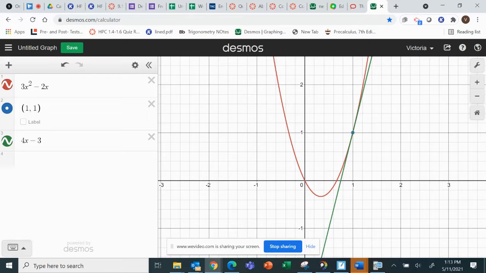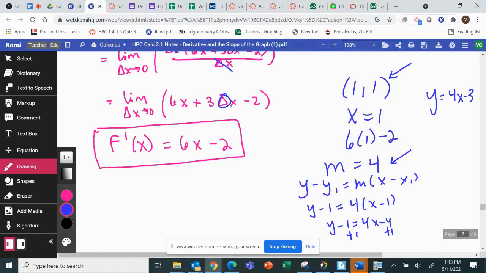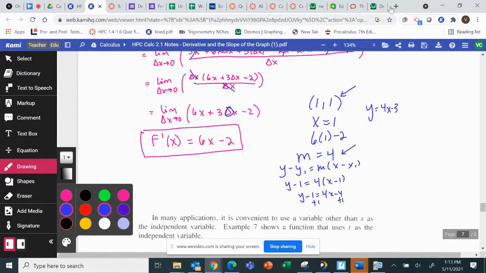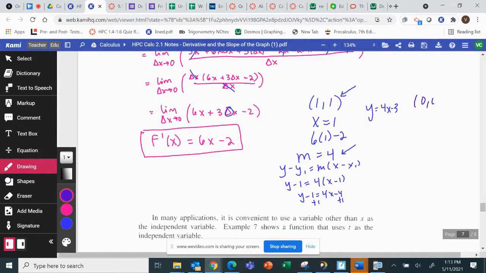Yeah, on the original 3x squared minus 2x. 0, 0. Okay. I probably shouldn't need to label it, but I will. It's purple. Okay. We'll do the same thing. I'm going to go back to my work here and do just the exact same thing. So my x value in this case is 0. I'm going to plug that into the 6 times 0 minus 2, right?